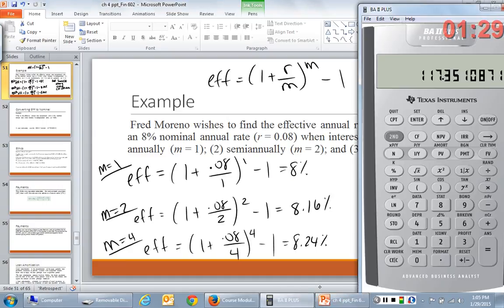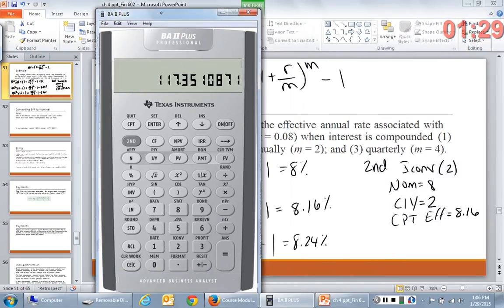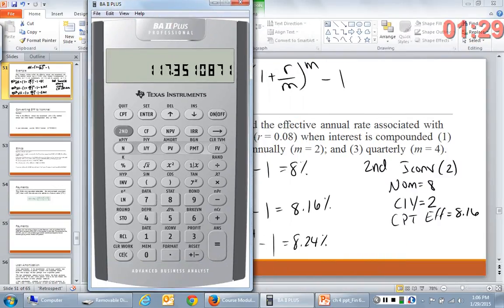In your graphing calculator, you push your apps button, your finance button, and you scroll down to effective. I'm pretty sure you enter in nominal comma compounding periods per year. So you would enter in 8,2, push enter, and you should get 8.16. I don't have a graphing calculator anymore, so I'm working from memory, but that should be accurate. You can always look it up in your calculator's manual.